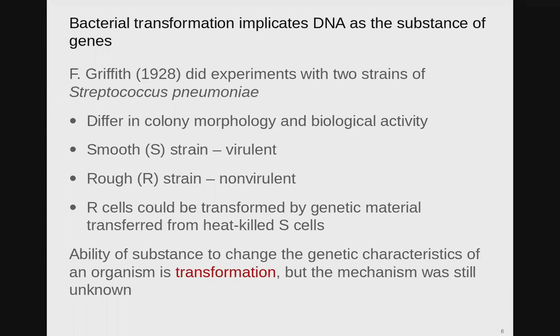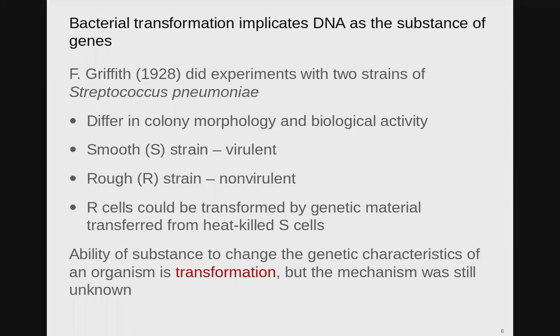Now, strep pneumoniae has two distinct phenotypes. Smooth strain, which we note always as the S strain, which is the virulent strain, and the rough strain, or R strain, which we denote as the non-virulent or the asymptomatic strain. Now, the R cells, as you'll learn, could be transformed by the genetic material from heat-killed S cells. What does transformation mean in a bacterial context? Well, it simply means when a bacteria uptakes genetic information from the environment.